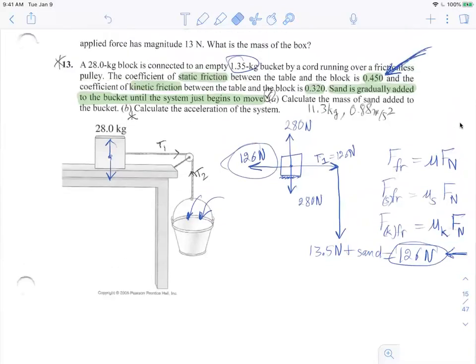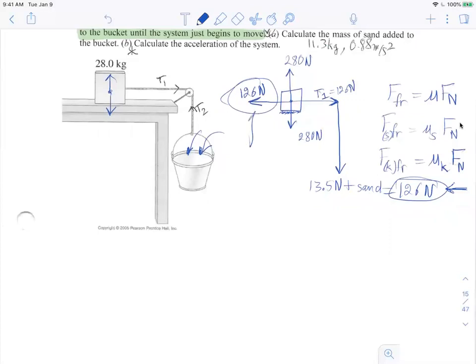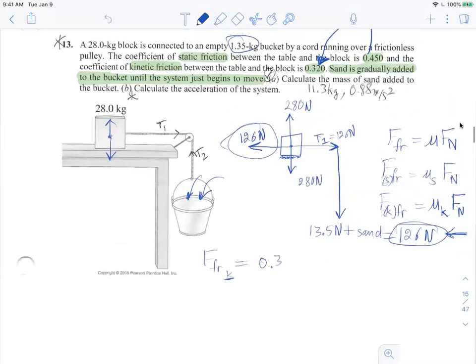And the second it started moving, your friction decreased from 0.45 to 0.320. So this force decreased by a lot because the friction is now different. So the friction for the kinetic aspect is now 0.320 instead of 0.450 like before. And the normal force hasn't changed, that's still 280. So now your new force of friction is 280 multiplied by 0.32, which is 89.6 newtons.